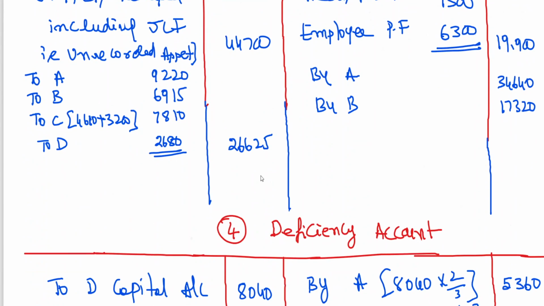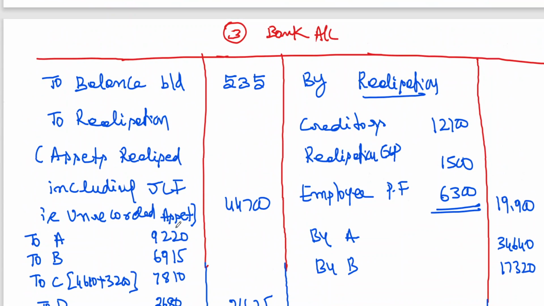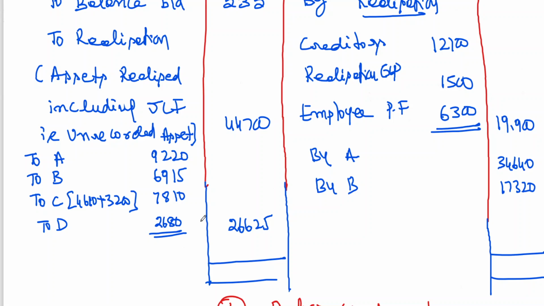Bank account should close. Let us see. 71,860 minus 19,900 minus 34,640 minus 17,320. Valid. So this is how.